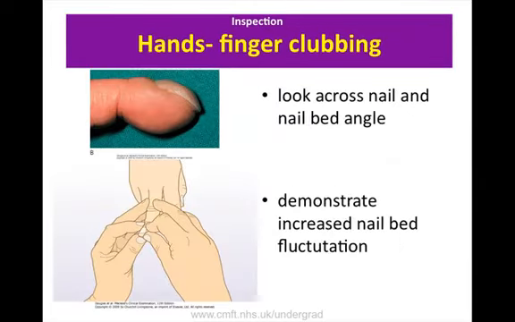When examining for clubbing, show the examiner you are looking across the nail and nail bed angle. This is normally obtuse but disappears in early finger clubbing. Place your thumbs under the pulp of the terminal phalanx and attempt to move the nail within the nail bed using your index finger, as shown in the picture on the slide. The spongy feel confirms nail bed fluctuation.